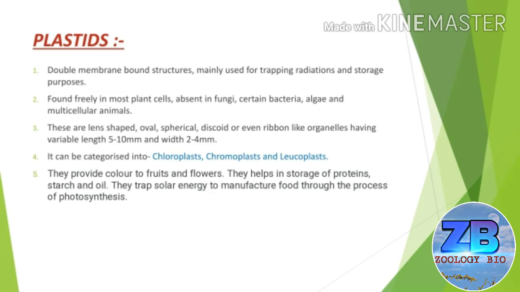Second one, these are involved in the uptake of carbon dioxide and release of oxygen, thus maintaining the gases balance in the atmosphere. And the third one is they contain chlorophyll that provides the characteristic green color to the leaves. And also they provide color to fruits and flowers. They help in storage of proteins, starch and oil. They trap solar energy to manufacture food through the process of photosynthesis.